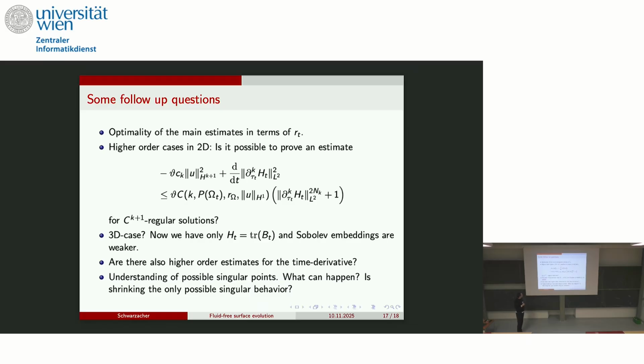And then this is maybe my favorite question here. How is it when we include the time, because we have an evolutionary problem here? So what are the higher order in time estimates? These might reveal some more properties of the flow. And then of course the understanding of the singular points.